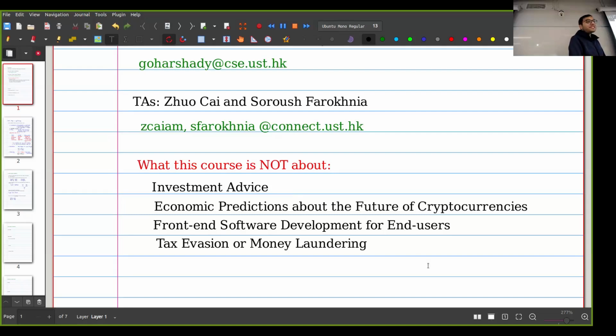Now, I work on cryptocurrencies. I do a lot of research here. I never actually buy them. I don't use them for investment. And this is a computer science course, so we are only interested in the technology. And the other thing that this course is not about is anything that has to do with economic predictions.